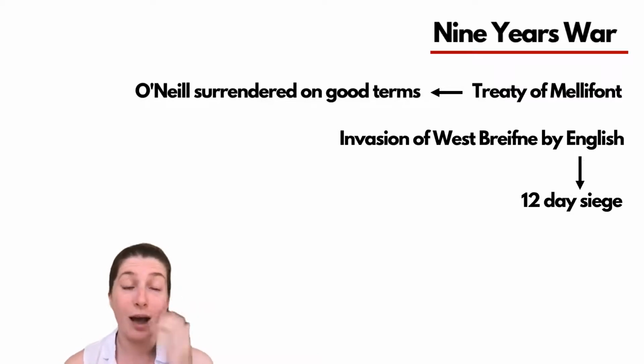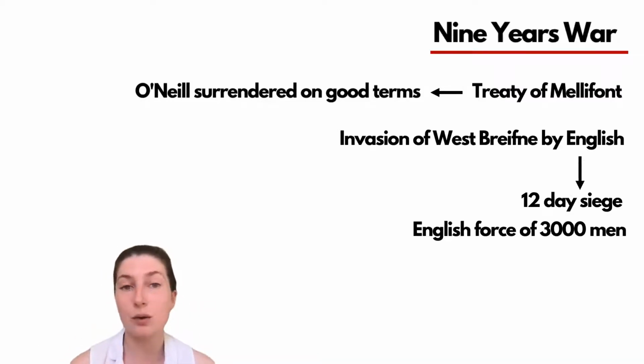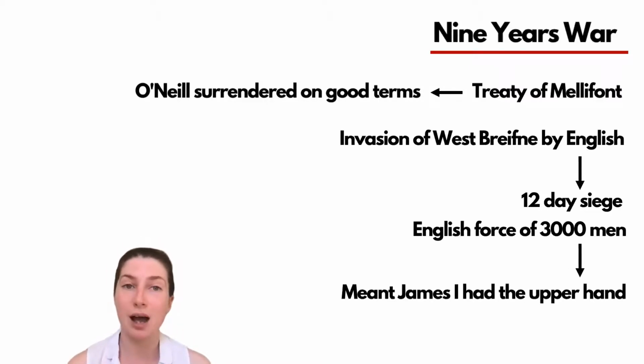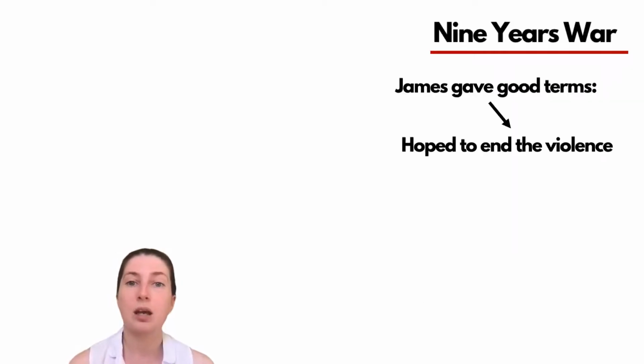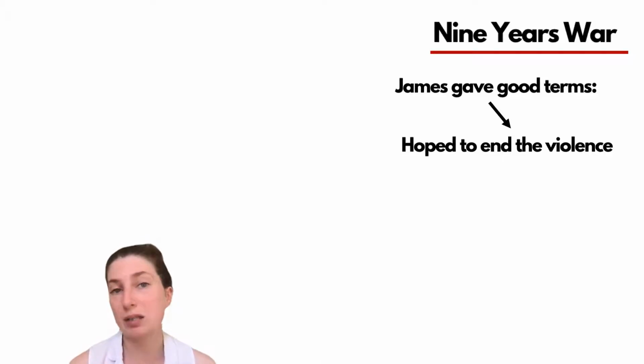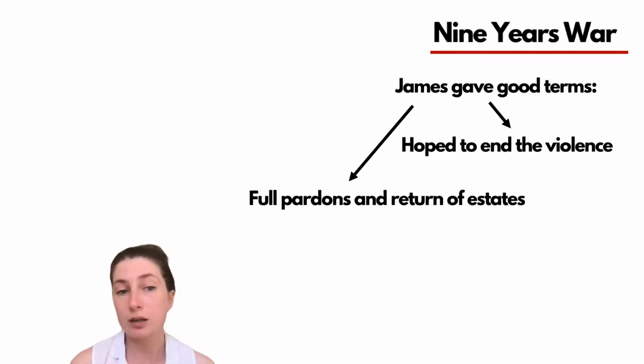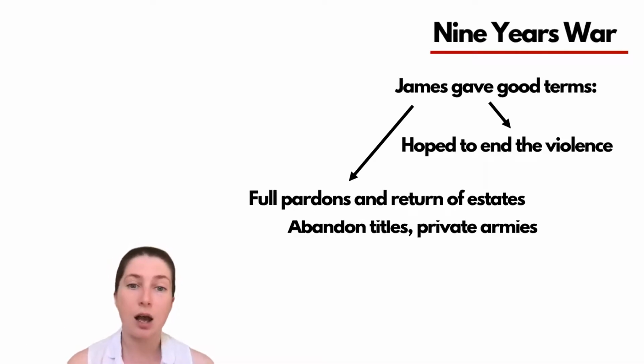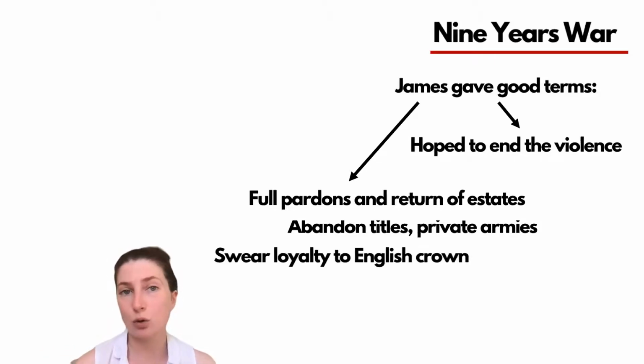It ended up having a 12-day siege. There were 3,000 English men, an incredibly powerful force, and it meant James had the upper hand in this treaty. Therefore, he gave the Irish an ultimatum, and they signed the treaty, which gave good terms. It was a bid to end the violence, so James wasn't particularly harsh with this treaty. He gave full pardons and the return of estates. He abandoned titles and private armies, and he ensured that the nobles swore loyalty to the English crown.